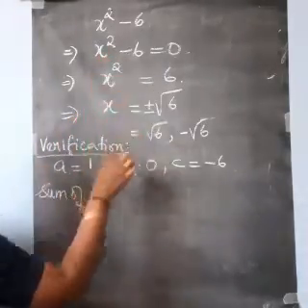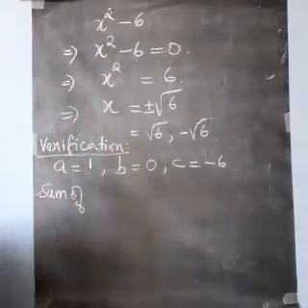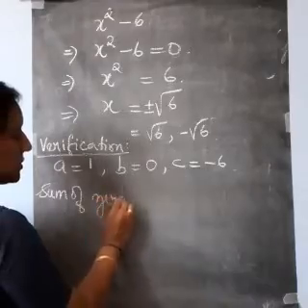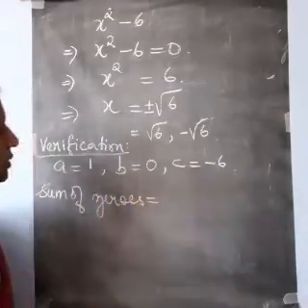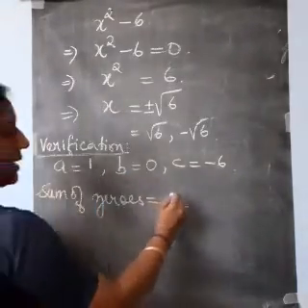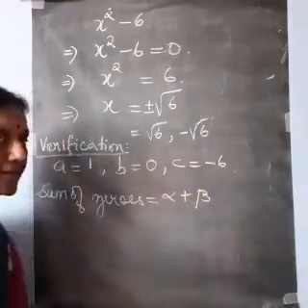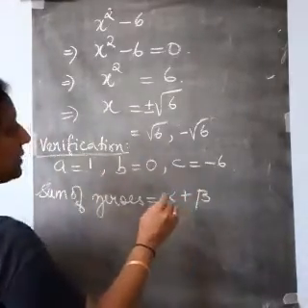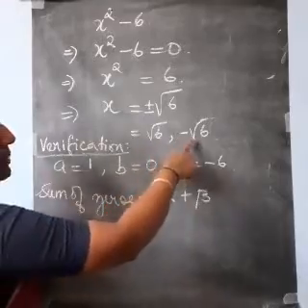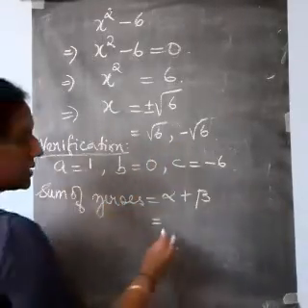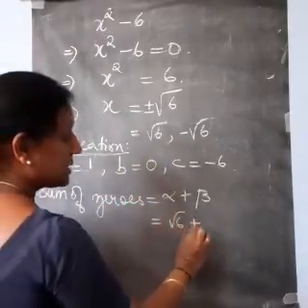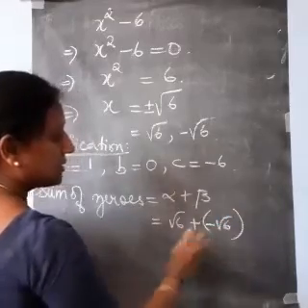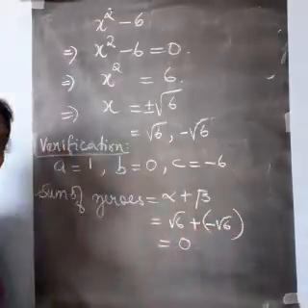This is to find the zeros. Now we are doing the verification. Sum of zeros is equal to, what is sum of zeros equal to? Alpha plus beta, correct? Now what is my alpha? Alpha is root 6 and beta is minus root 6. So you get root 6 plus minus root 6. So that is equal to 0.